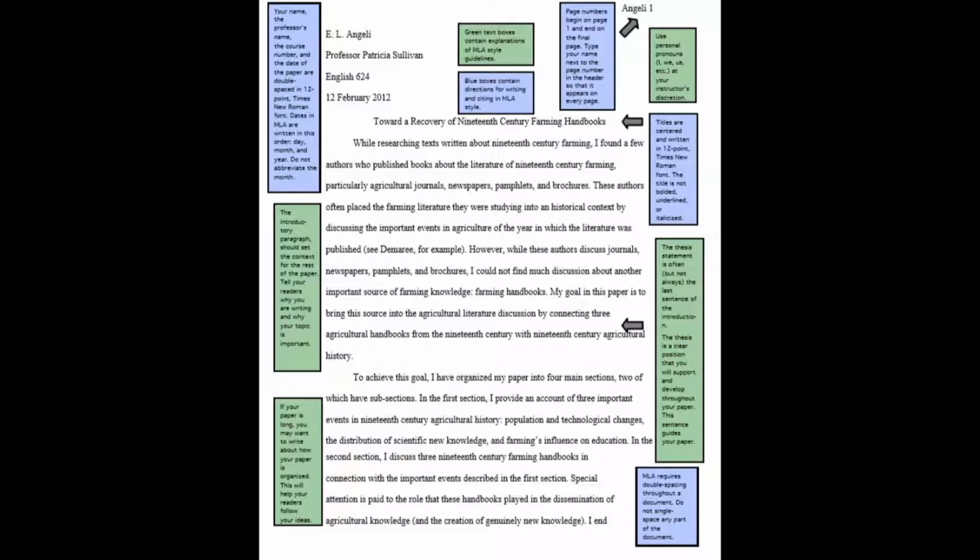So while researching texts written about 19th century farming, I found a few authors who published books about the literature of 19th century farming, particularly agricultural journals, newspapers, pamphlets, and brochures. These authors often placed the farming literature they were studying into a historical context by discussing the important events in agriculture of the year in which the literature was published. In parentheses, see Damari, for example.